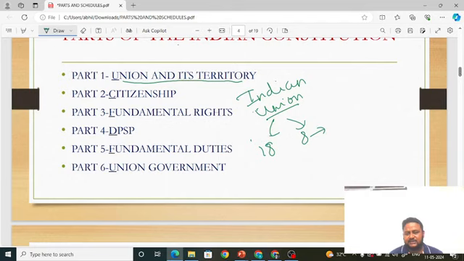What are those union territories? Eight. Okay. So, what are those union territories? There is Delhi, the National Capital Territory. Then Chandigarh.